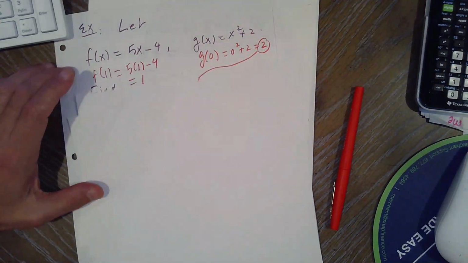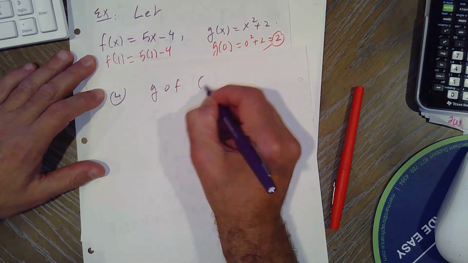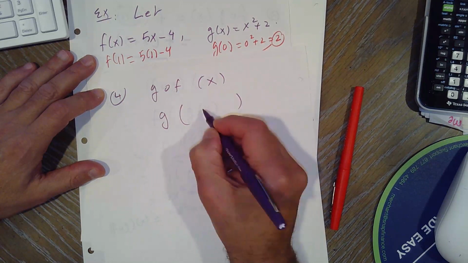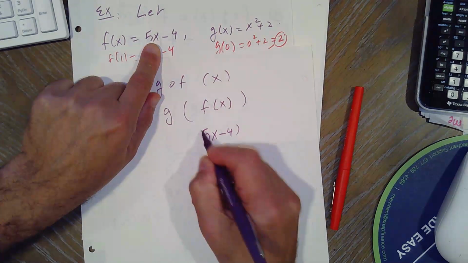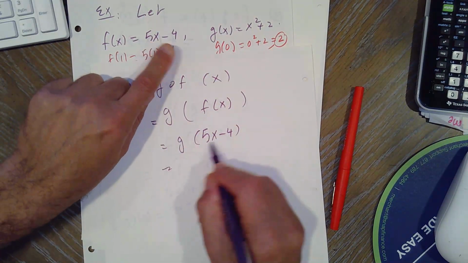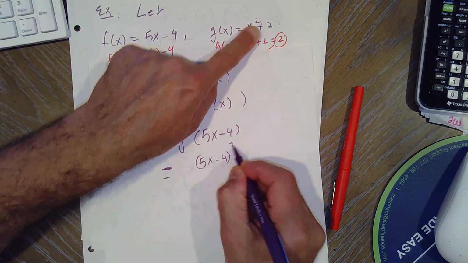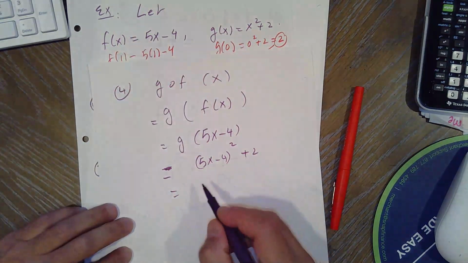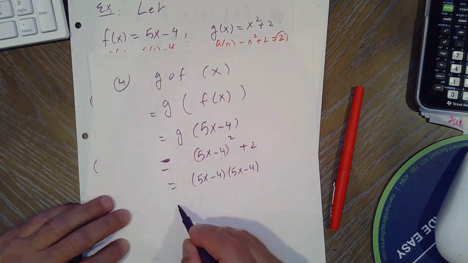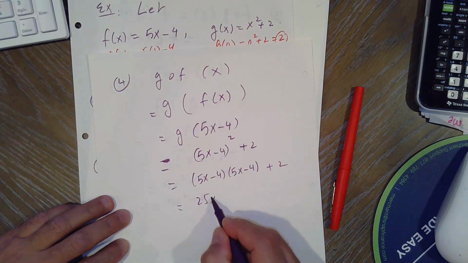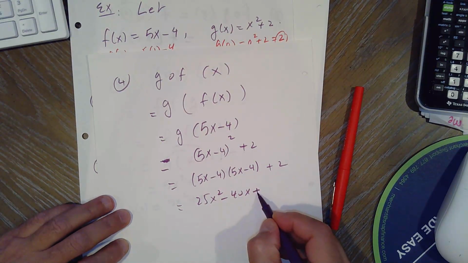We're going to do number 4, which is g composite f of x. Which means we're going to input f of x into g, but f of x is all that. We're going to take whatever is inside the parentheses and put it in for x. We're going to square it and then add 2. Now it's probably a good idea to work it out, FOIL it. So it'll be 25x squared minus 20 minus 40x, plus 16, and then plus 2 is plus 18.